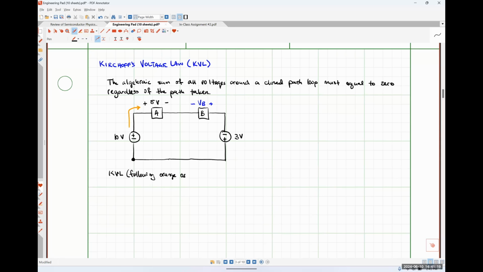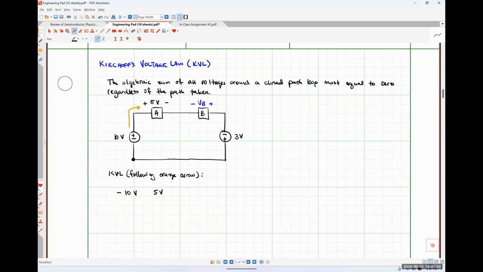Following the orange arrow, starting at the bottom left-hand corner, the first thing I see is the 10-volt source. I see the negative polarity terminal first, so I'm going to put negative 10 volts. The next thing that I see is element A, and I know that the voltage drop across element A is 5 volts, so I'm going to put 5 volts here.